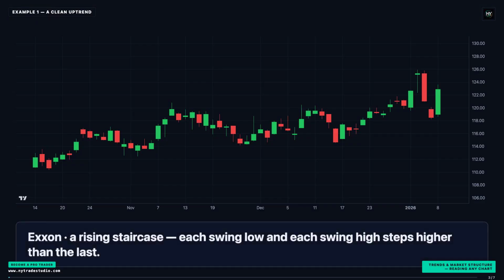Our first example is the one you most want to find, a clean, healthy uptrend. This is Exxon from the autumn into the new year, and we read every chart the exact same way. We do not guess, we do not feel. We mark the swings first, then we read the staircase they make.